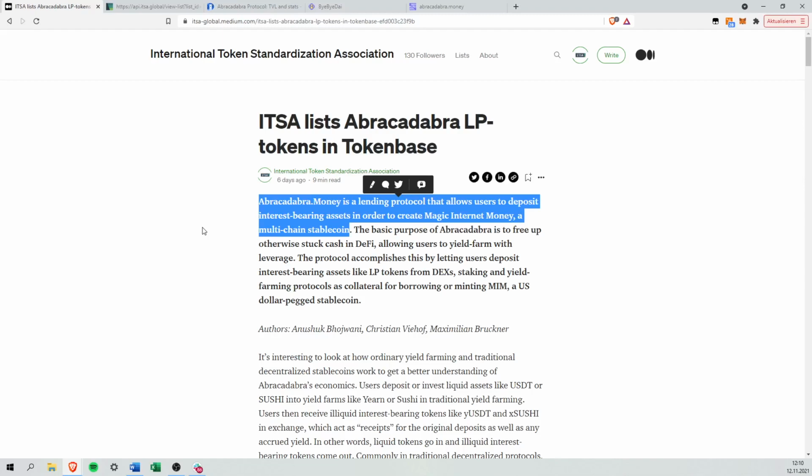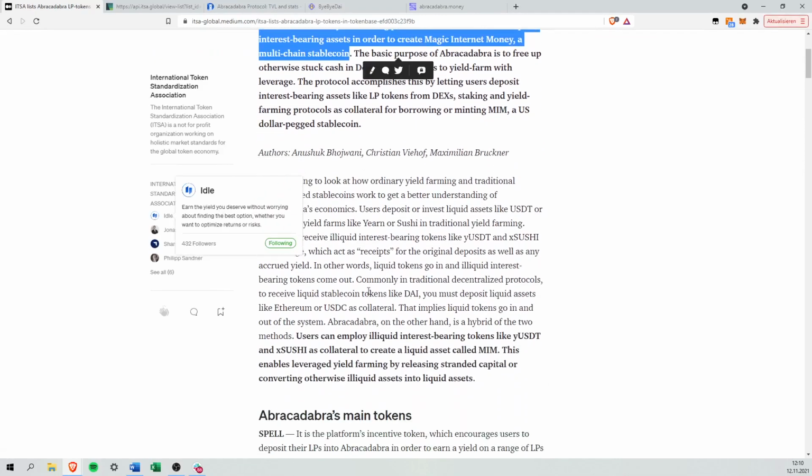If we now walk through the article, we will see that users can employ illiquid interest-bearing tokens like yUSDT and xSUSHI as collateral to create a liquid asset called MIM. This enables leveraged yield farming by releasing stranded capital or converting otherwise illiquid assets into liquid assets. As I already just said, this is really something new, because so far you could only deposit liquid assets like Ethereum or Bitcoin. However, now that you can also deposit, for example, yUSDT or xSUSHI, you can basically generate yield with your assets and at the same time use them to borrow the liquid asset MIM, so the stablecoin.